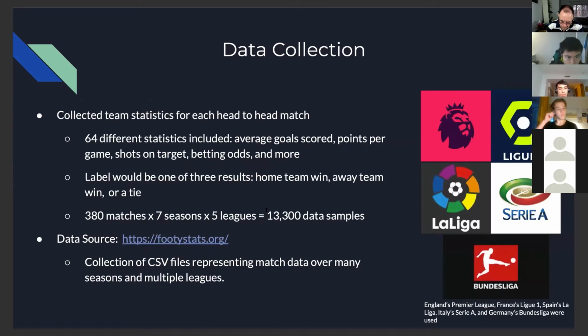Okay, so we were looking to collect team statistics data, so we're not looking at the player level right now. We had 64 different features to look at, including average goals, points per game, shots on target. And our label for each sample was just the result of the game: home team win, away team win, or tie. And we had 13,300 data samples to work with. Next slide.